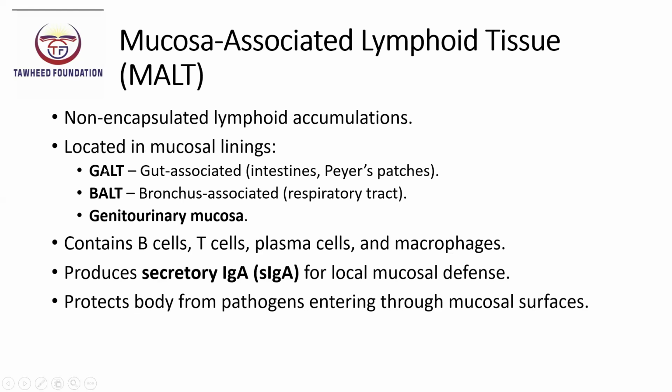It is located in mucosal linings, that is GALT, BALT, and genitourinary mucosa. GALT, it is gut associated. It includes intestines and Peyer's patches. BALT, it is bronchus associated, that is respiratory tract. It contains B cells, T cells, plasma cells, and macrophages. It produces secretory IgA for local mucosal defense, and it protects the body from pathogens entering through mucosal surfaces.